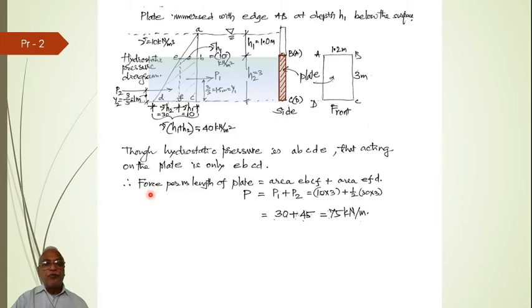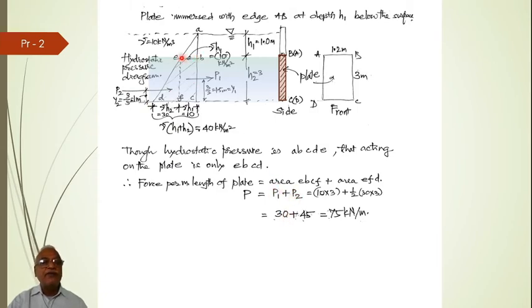So therefore, force per meter length of the plate, if you want, it will be area EBCF plus area EFD, that triangular. So rather than directly calculating trapezoidal area, I have broken it into a rectangle and a triangle, so that it will be easy for me to calculate. The one which is acting at this rectangle is designated as P1. The resultant because of this triangular portion, I have called it as P2. Okay, P1 plus P2.